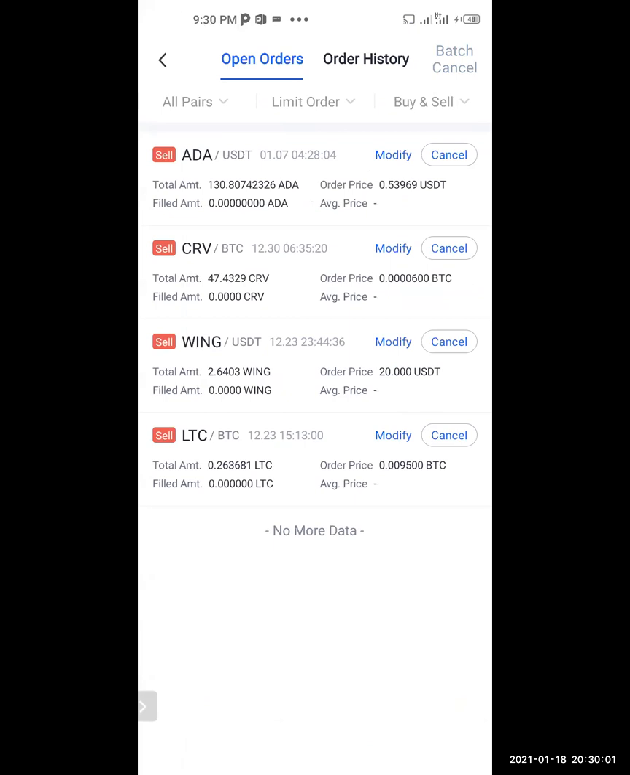Like this one, this is my other USDT. If it sells off, I'll have USDT. My CRB BTC, if it sells off, I'll get BTC. My Wing USDT, if it sells off, I'll get Wing. My LTC BTC, if it sells off, I get my BTC.